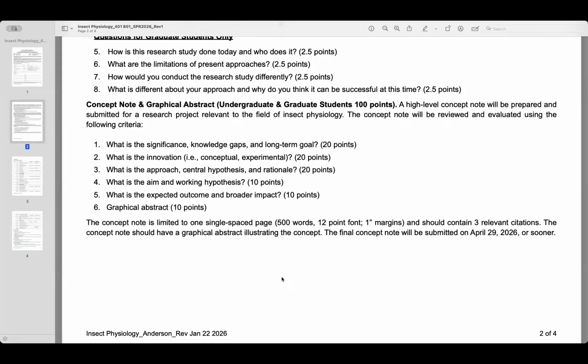What's the central hypothesis, and what is the testable idea that your research will have, and the rationale? Is there a logical reason for doing this type of work? Sometimes we get hung up on just laboratory curiosities, but think about the bigger picture here and the broader impact.